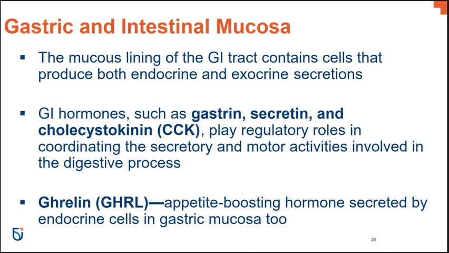Okay, on to a slightly different topic. The mucous lining of our gastrointestinal tract, very similar to the pancreas, contains cells that produce both endocrine and exocrine secretions. Gastrointestinal hormones such as gastrin, secretin, and cholecystokinin have an important regulatory role in coordinating the secretory and the motor activities that are involved in our digestive processes. Again, this will become much more important in the digestive unit. We've already spoken about ghrelin and its role in boosting appetite through stimulating the hypothalamus and in slowing metabolism. But this hormone is secreted as well by gastric mucosa, in addition to the pancreatic islets that we mentioned on one of our previous slides.